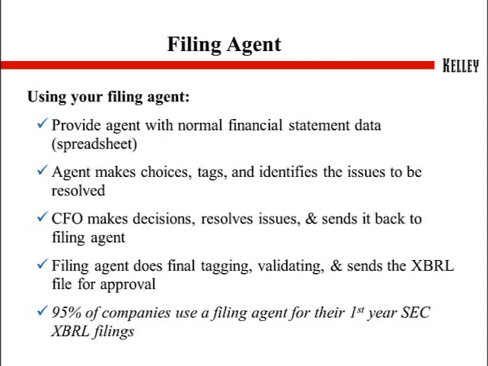Let's take a look at the first option, using a filing agent. The process would be like this. The company would provide the agent with normal financial statement data in perhaps a spreadsheet format. The agent makes choices, tags, and identifies the issues to be resolved, and this would usually be on that spreadsheet. The CFO would make decisions, resolve issues, and send that financial spreadsheet back to the filing agent. The filing agent does final tagging, validating, and sends the XBRL to the company for approval. 95% of companies use a filing agent for their first year of SEC XBRL filings.